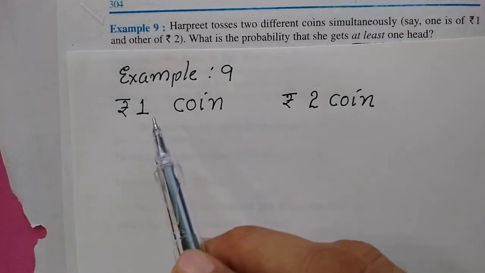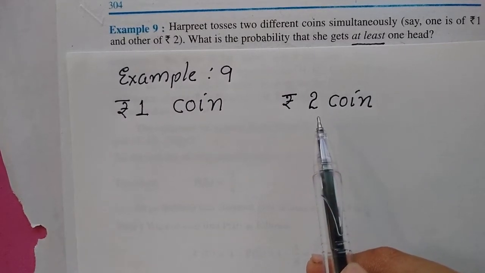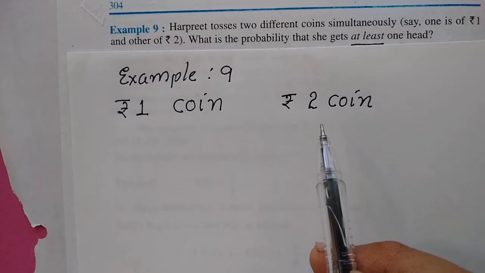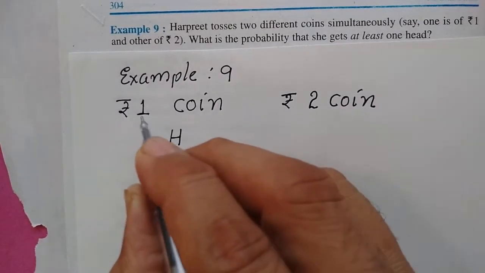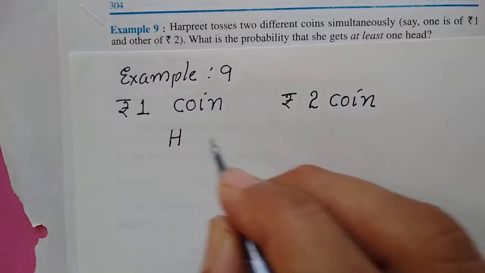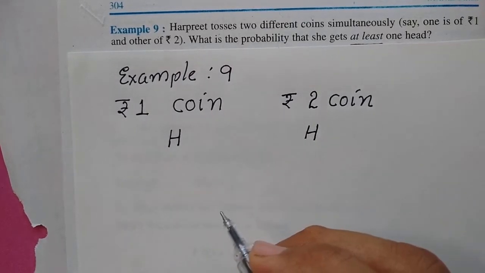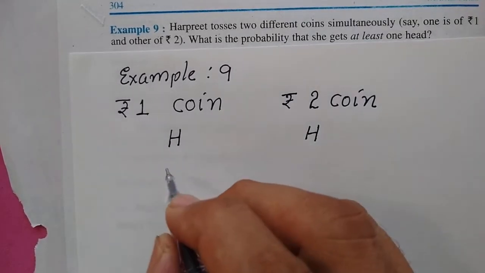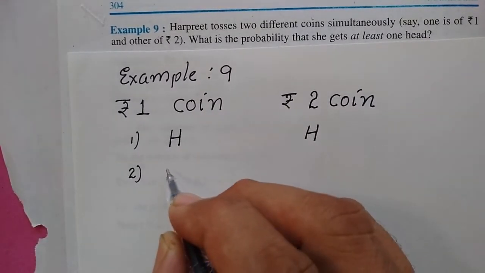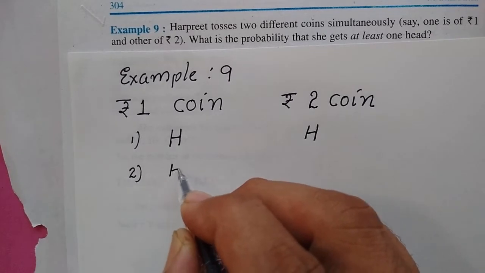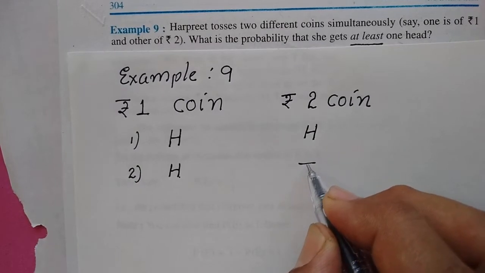Now children, two coins, a 1 rupee coin and a 2 rupees coin. She tosses them at a time. Okay. So suppose in the first case, for the rupees 1 coin she gets head, and here also she gets head, meaning head is showing up. In the second case, suppose she is tossing both the coins simultaneously a second time. Then what situation will arise is, here she will get head, here she will see T.